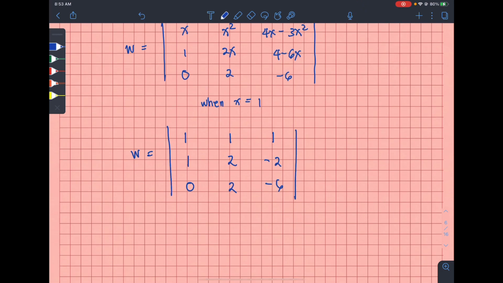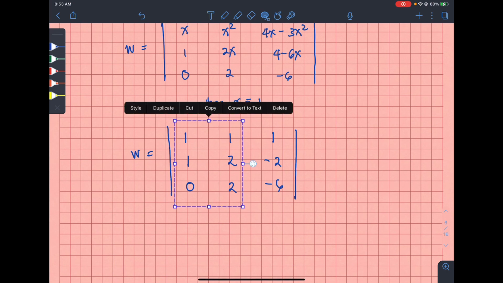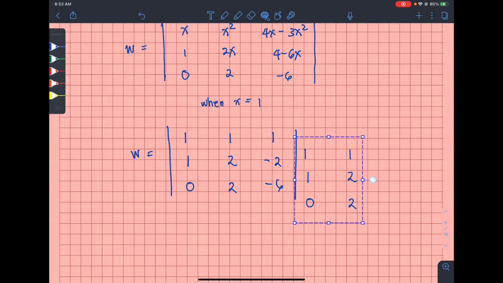And then just like what we did, we're just going to copy the first two columns, augment it, and then do the same process. Only here, they are all constants, so it is easier to multiply. Then upward.